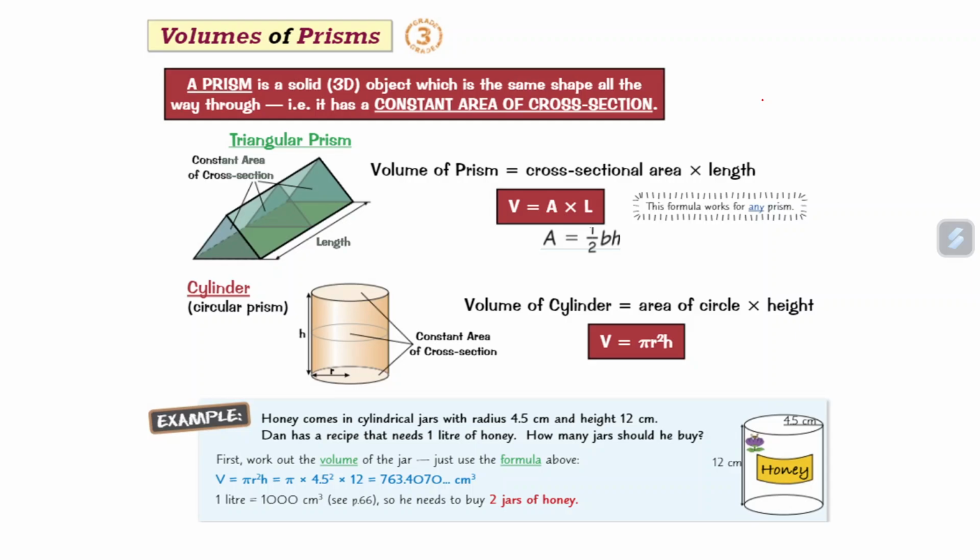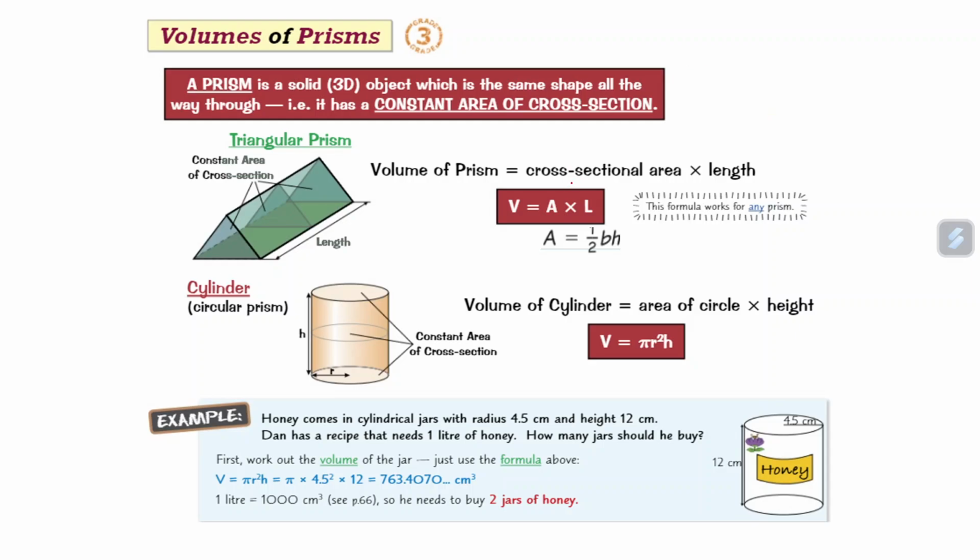The last session we talked about volumes of cube and cuboid. Today we'll continue with the series of volume of 3D shapes. So today we'll be looking at more of triangular prism and cylinder.